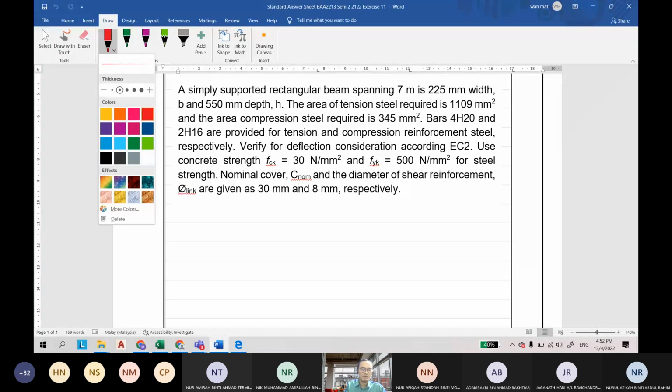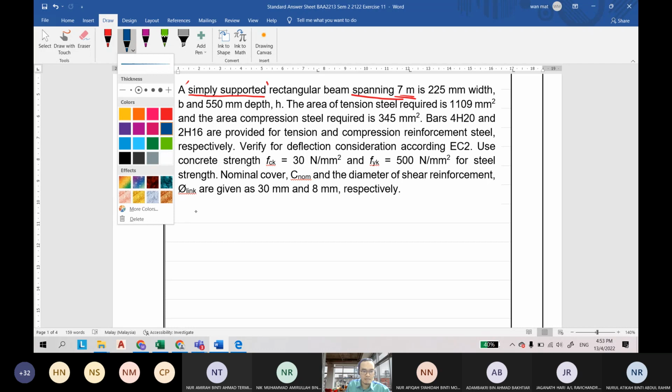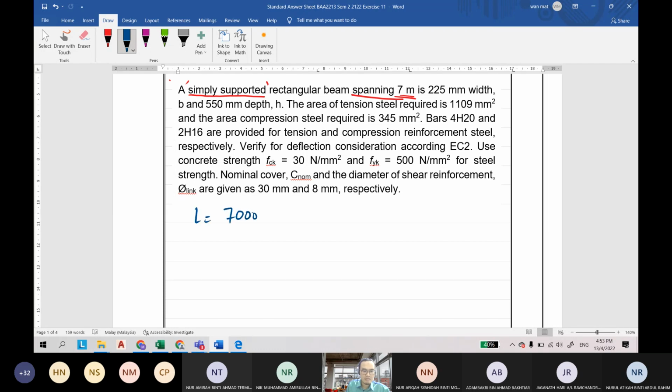First of all, this is the text information, so you must be able to extract the main points. The beam span is 7 meter, and it is simply supported. This is the important point. L is equal to 7 meter. The width of the beam is B equal to 225 millimeter, and the total depth H is 550 mm.